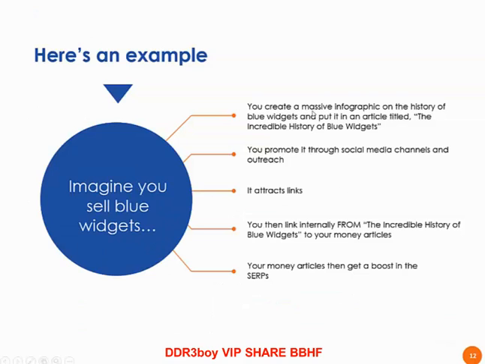So let's look at a more hypothetical example. Imagine you were selling blue widgets. That's what your site is about. That's the action you wanted people to take. You might create a massive infographic on the history of blue widgets and put it in an article titled The Incredible History of Blue Widgets. Then you might promote it through social media channels. You might do a bunch of outreach. And in the end, you may attract 5, 10, 15 links if you're doing some really good outreach. After that, you would put internal links from that article, The Incredible History of Blue Widgets, to your money articles. And then eventually, after that SEO juice propagates, your money articles will get a boost in the SERPs.